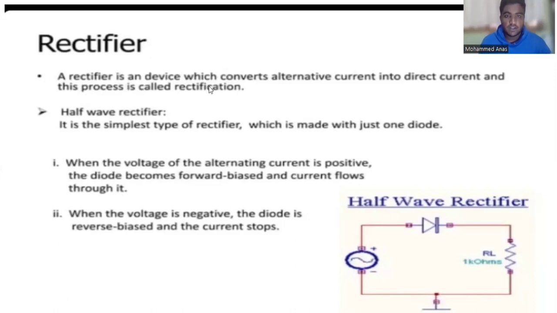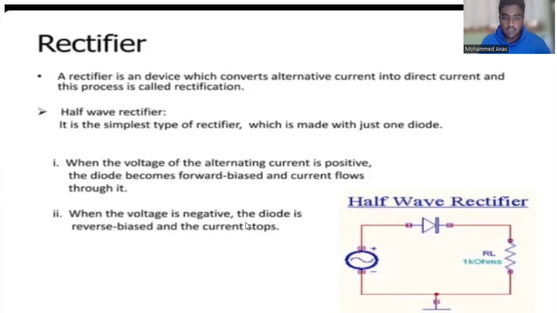A rectifier is a device which converts alternating current into direct current, and this process is called rectification. As you know, when AC is converted into DC, it is called rectification. Now we are going to learn about the half wave rectifier. It is a simple type of rectifier which is made with just one diode. As you see, it is made up of just one diode. When the voltage of the alternating current is positive, the diode becomes forward biased and current flows through it.